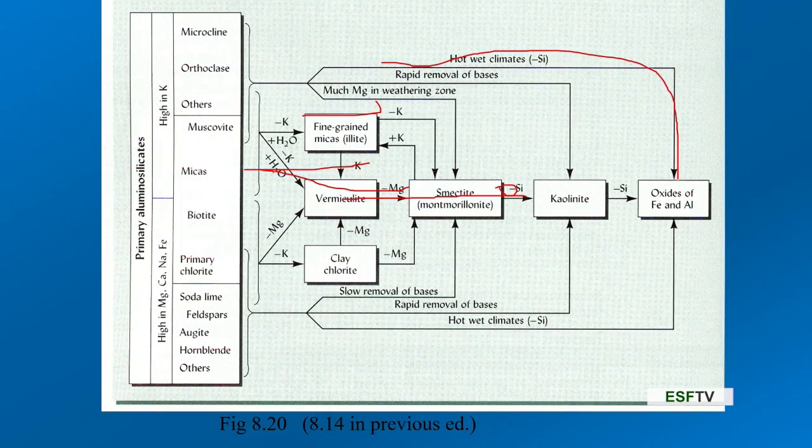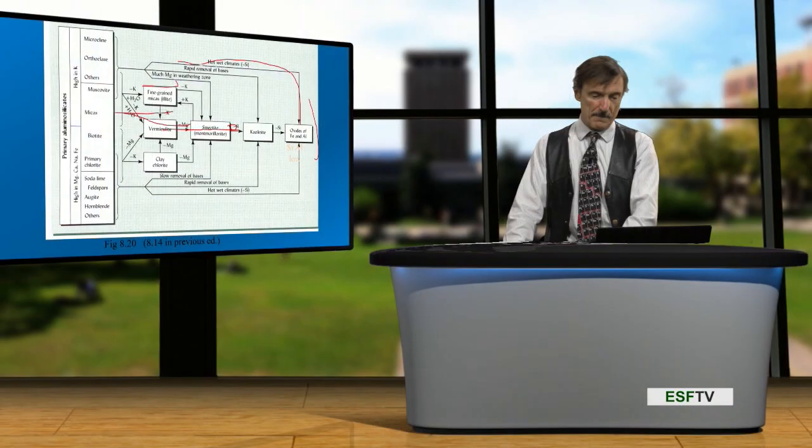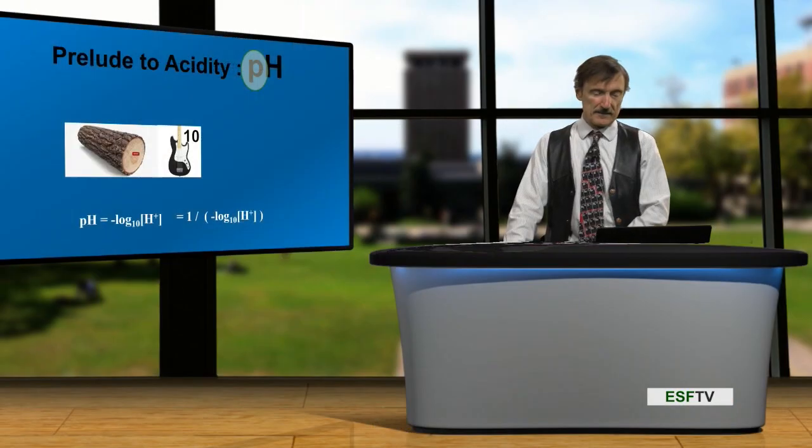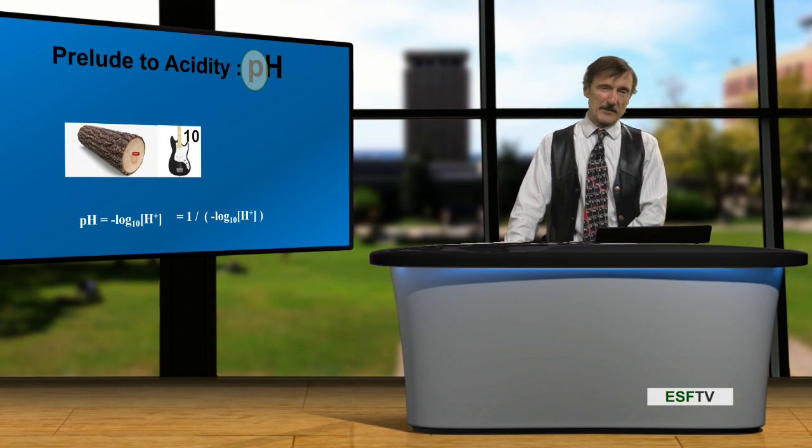And this is a nice picture of it. At the beginning of the sequence, primary mineral composition is pretty important. But as you get later and later in the sequence, weathering becomes less dependent on the primary minerals and much more dependent on the intensity of weathering. So that wraps up colloids.